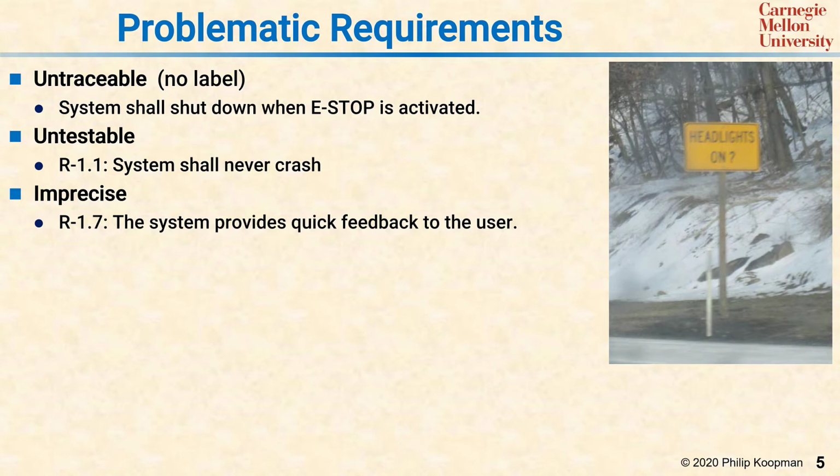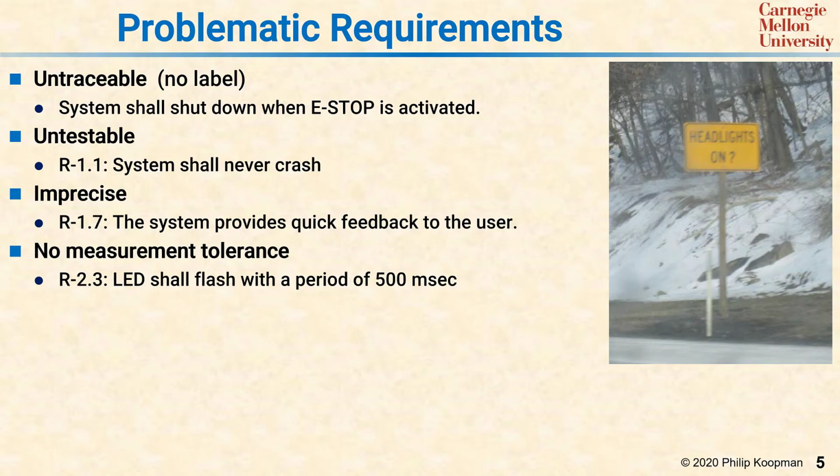Requirements might not have a measurement tolerance. R2.3, LED shall flash with a period of 500 milliseconds. Well, is that 500 milliseconds plus or minus 10 milliseconds? Or is it 500 milliseconds plus or minus 1 nanosecond, which means you have to have hardware to implement it? If there's a margin for timing, it's important that it show up in the requirements.